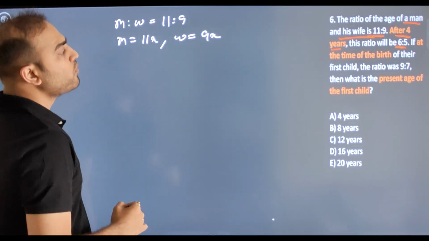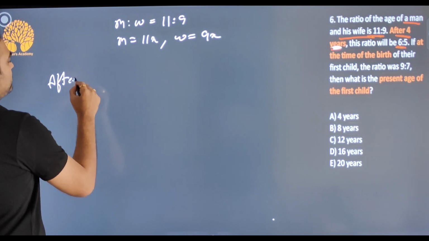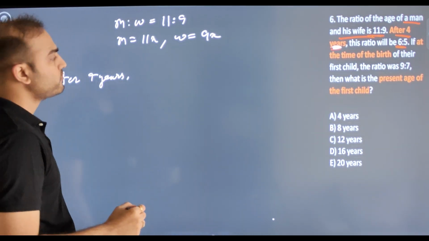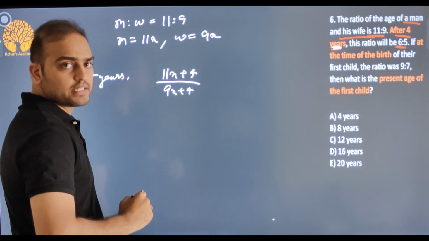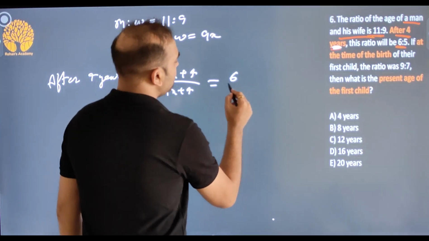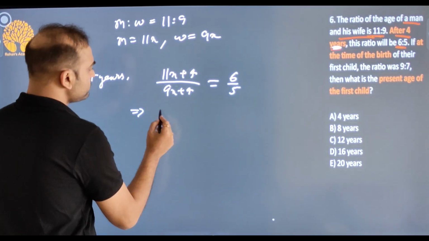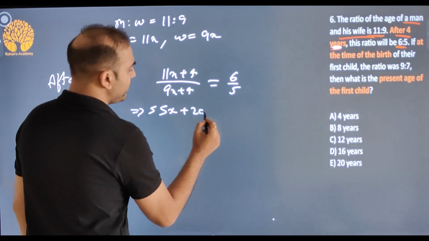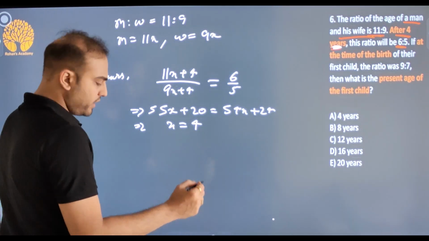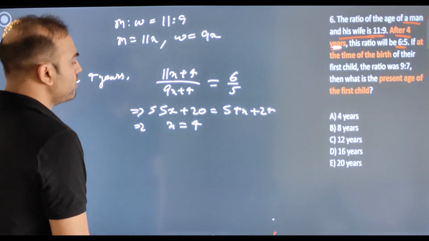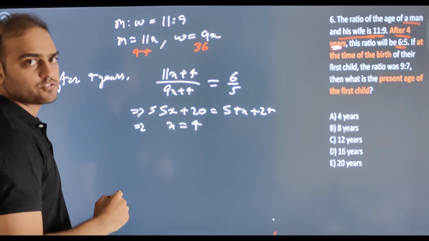Now what do we know? After 4 years, what will happen? Man's age will increase by 4, wife's age will also increase by 4, and this ratio will become 6 over 5. This is the second line. Let's solve this: 55x plus 20 is 54x plus 24. If you solve that, you get x as 4. So what does that tell you? That man is 44 years old, wife is 36 years old.